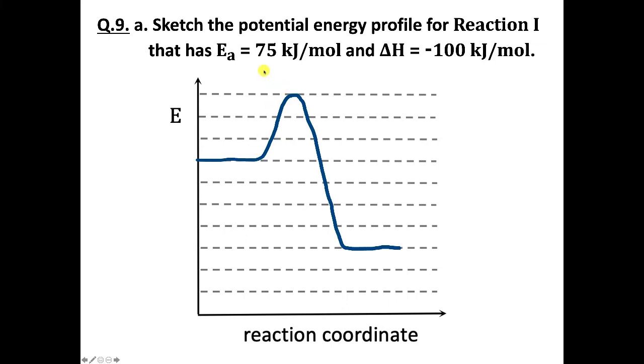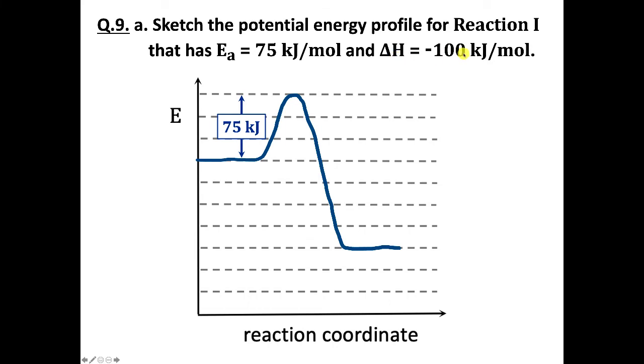Then the E sub A, the height of this energy barrier, this hill, is 75 kilojoules per mole. So if each of these dotted line spacings is 25 kilojoules, then 25, 50, 75 kilojoules, that's the height of the hill. And then the delta H is a negative number, and the delta H is the difference in energy between the reactants and the products.